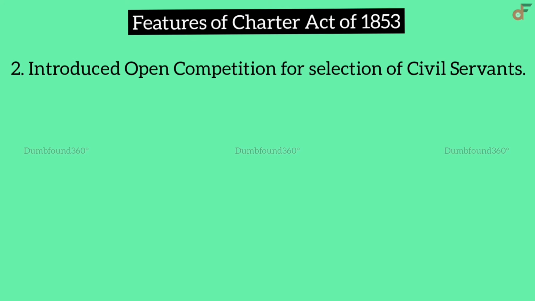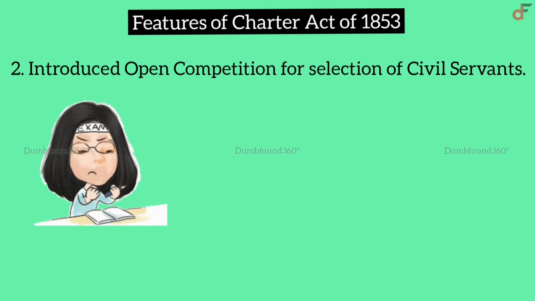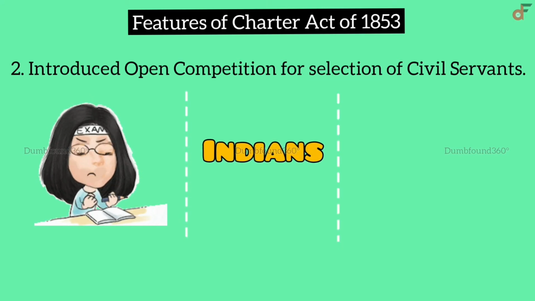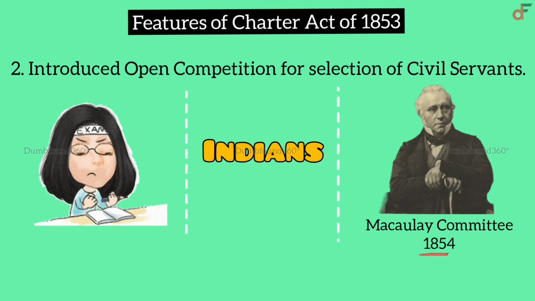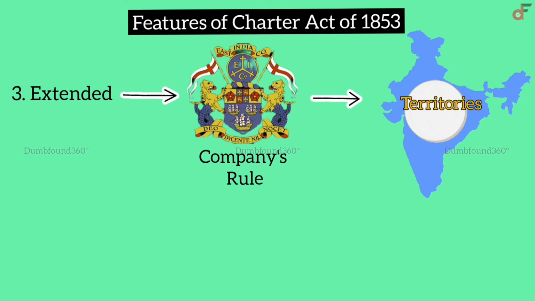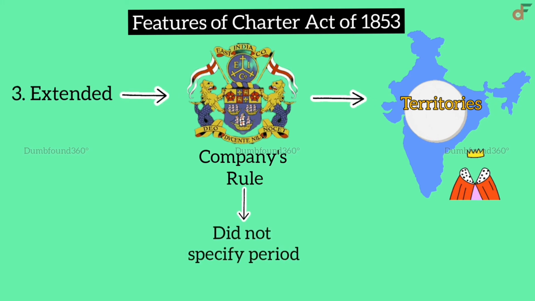2. It introduced an open competition system of selection and recruitment of civil servants. The covenanted civil service was thus thrown open to the Indians also. Accordingly, the Macaulay Committee was appointed in 1854. 3. It extended the company's rule and allowed it to retain the possession of Indian territories on trust for the British Crown, but it did not specify any particular period, unlike the previous charters.